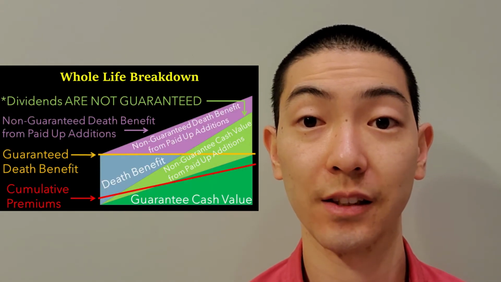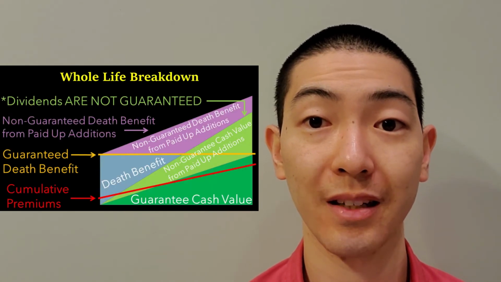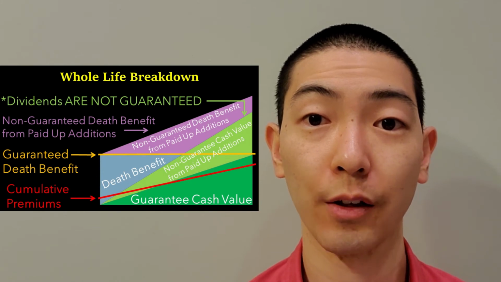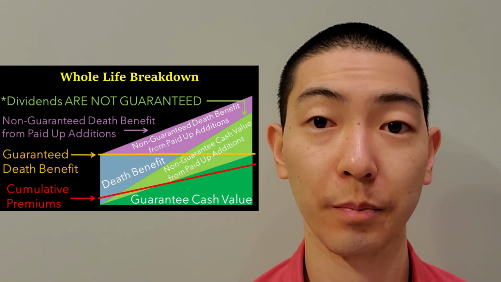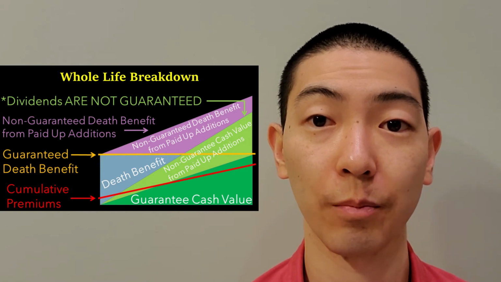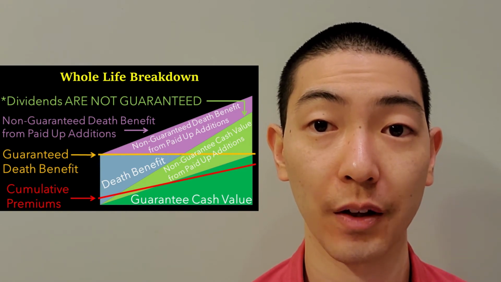While there are guarantees, this means the policy premiums must be paid in full and on time in order for those guarantees to remain in place. Any deviation or missed payments can impact the guarantees on both the death benefit and the cash value.